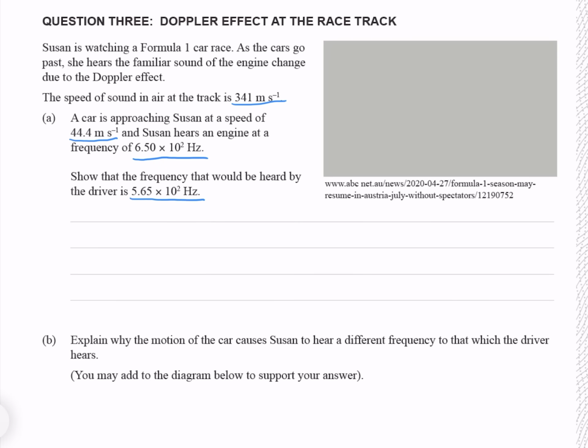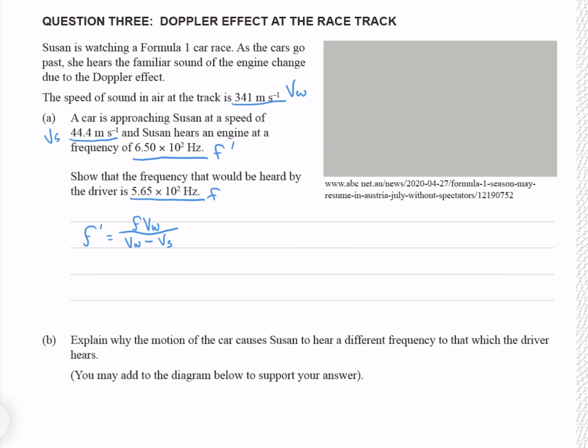Our equation for the Doppler effect is this one here. And now, as the car is approaching Susan, it is going to be a minus down the bottom. As you've hopefully memorized by now, for an approaching source, this will be a minus, and for a receding source, it will be a plus. The frequency that Susan hears is our f prime, right here. We have the velocity of the wave, and we have the velocity of the source, 44.4 meters per second. What we're trying to find in this case is our f, which should be 565 hertz.